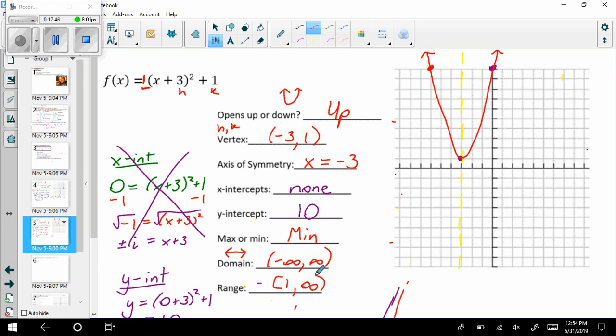And if you wanted to check if the parent function was just x squared, notice the two transformations. This plus 1 takes it up 1. This plus 3 takes it left 3. Notice my parabola did go up 1 and left 3.